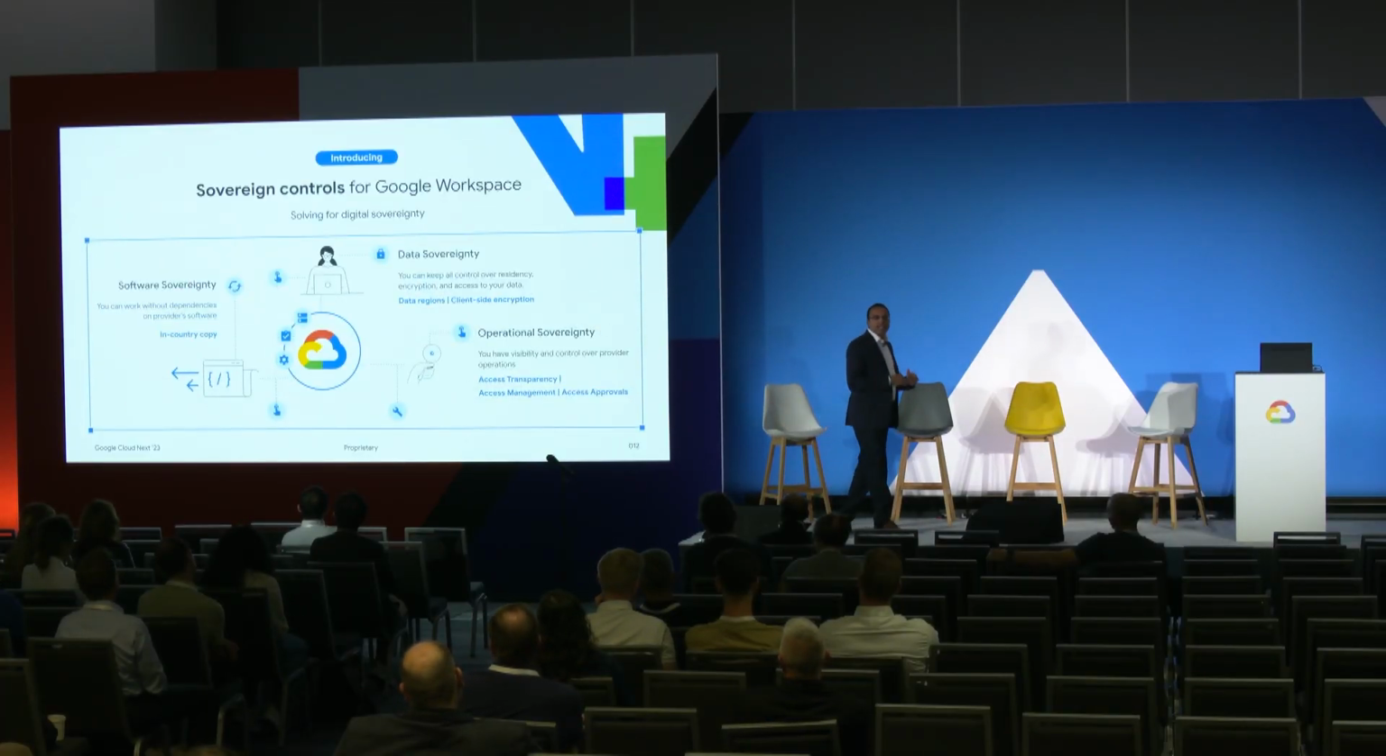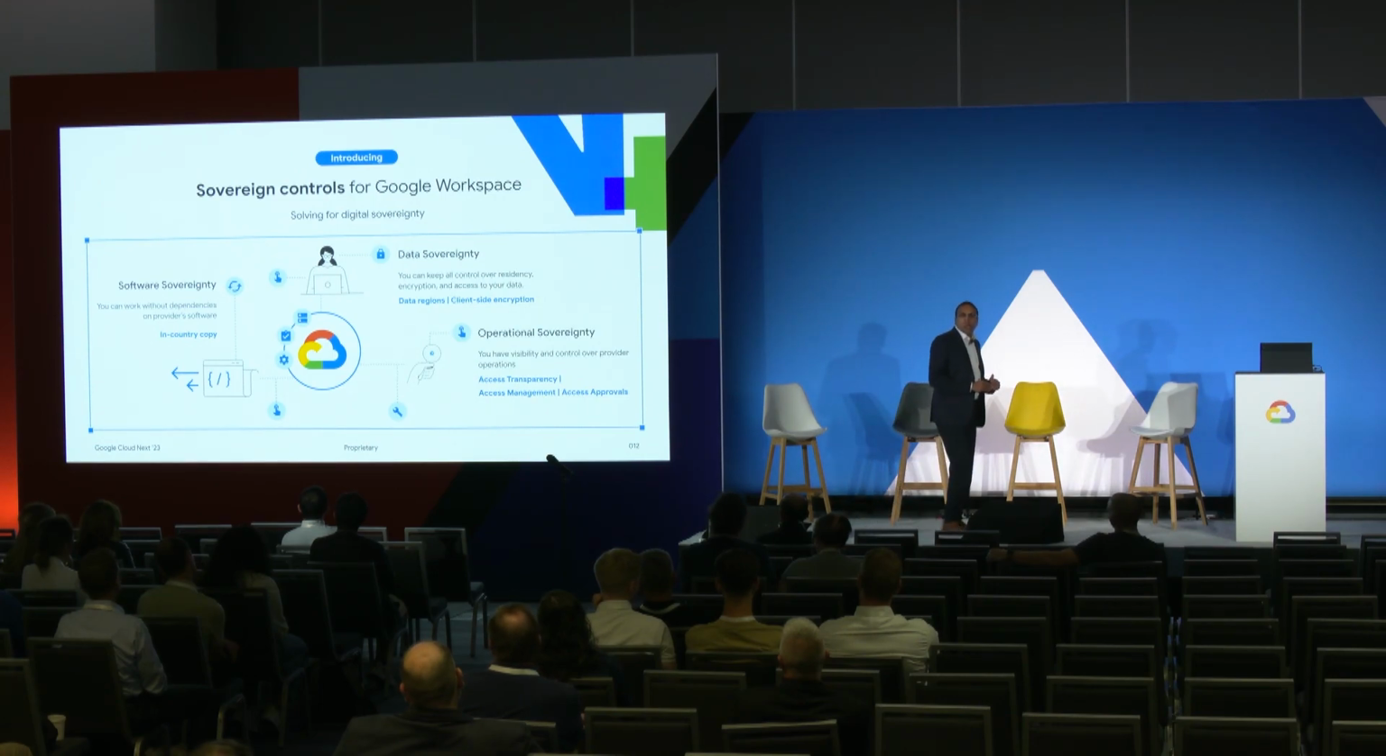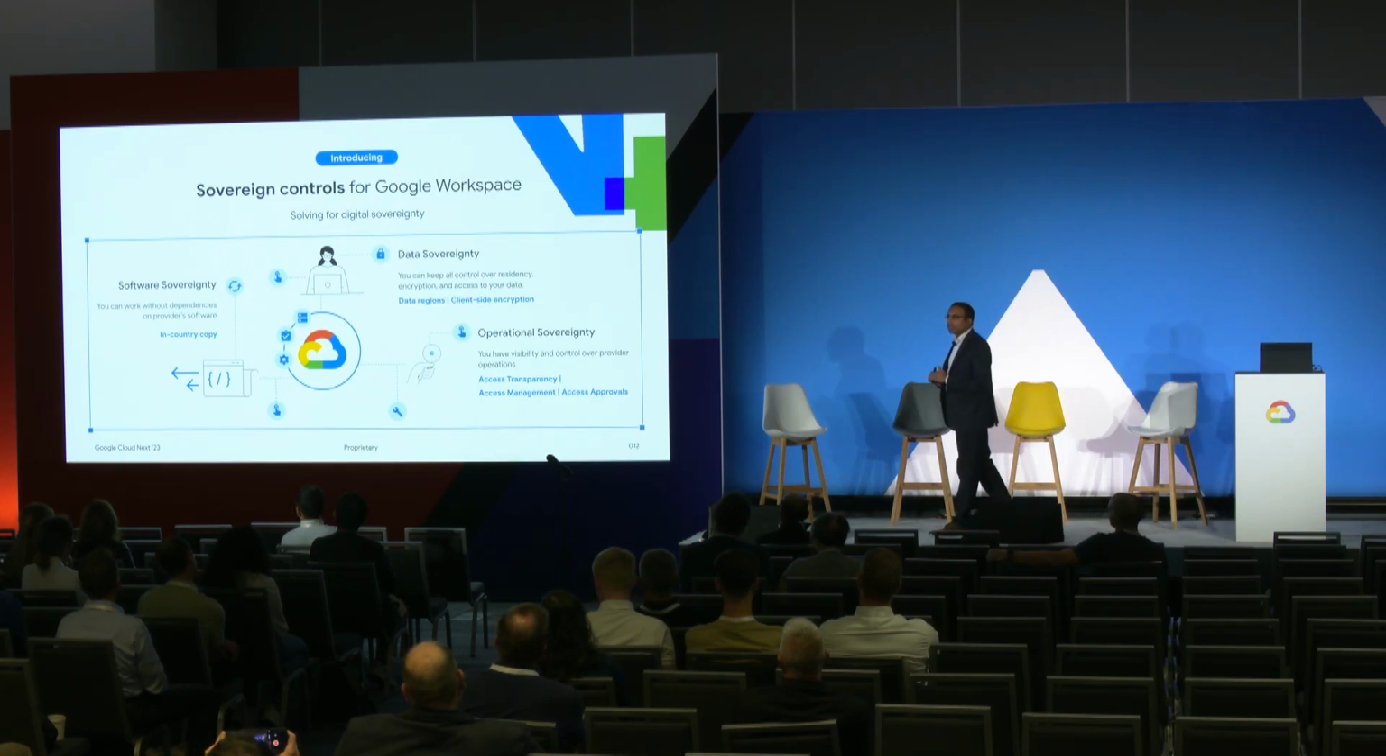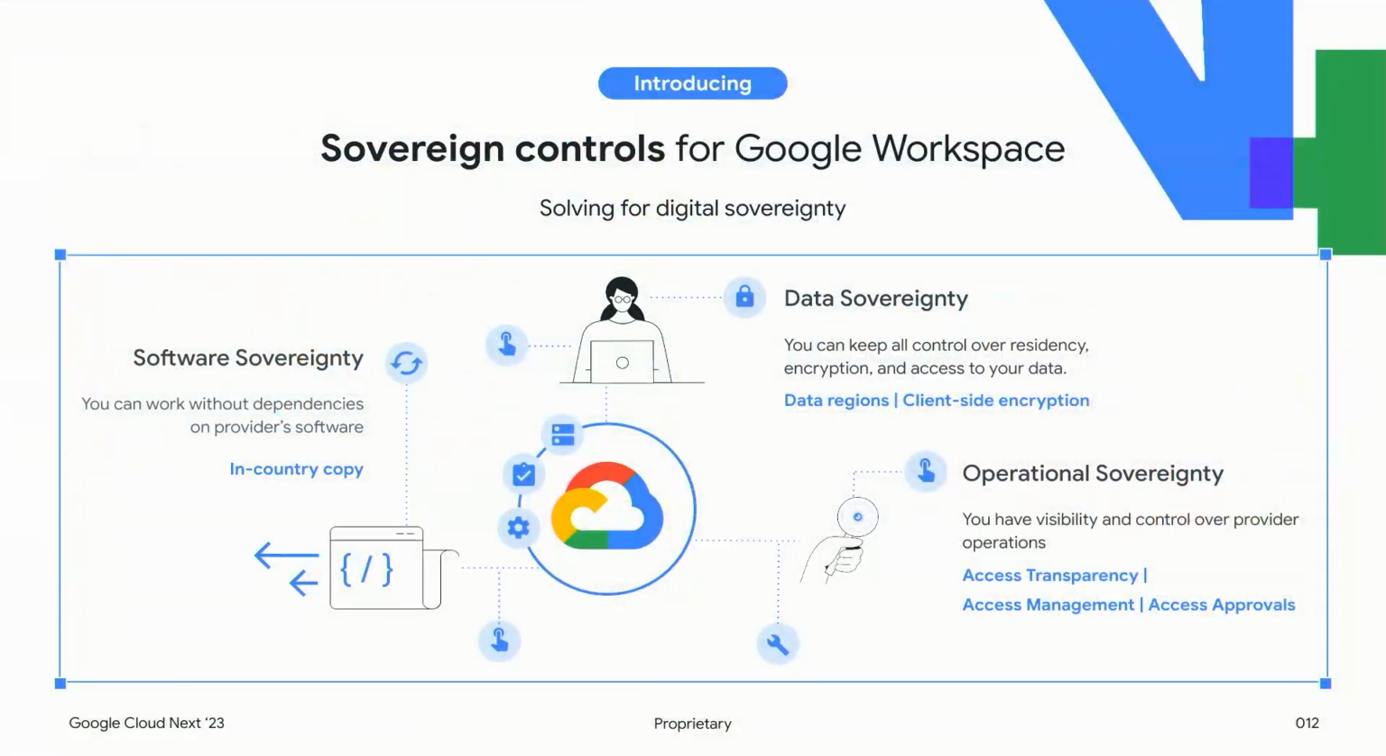Now, on top of this secure foundation, we build out a powerful set of digital sovereignty controls that are across our 3 pillars of sovereignty. The first is data sovereignty. What data sovereignty means is you can keep all control over all residency and access to your data. We do this through data regions and client-side encryption.